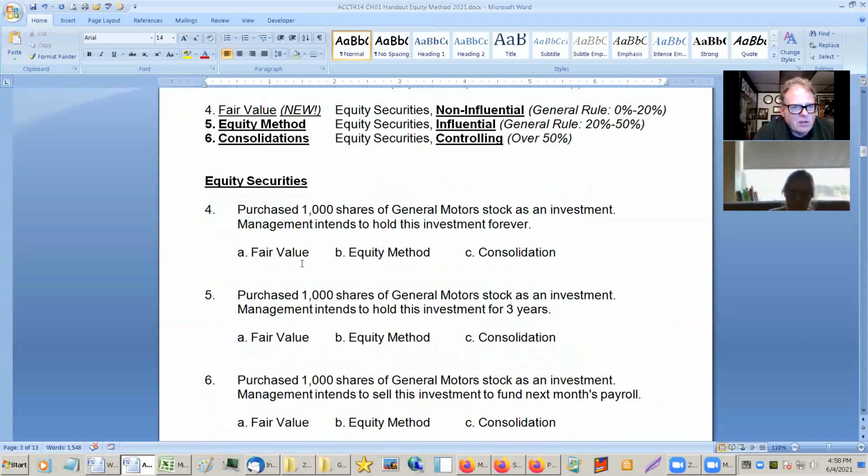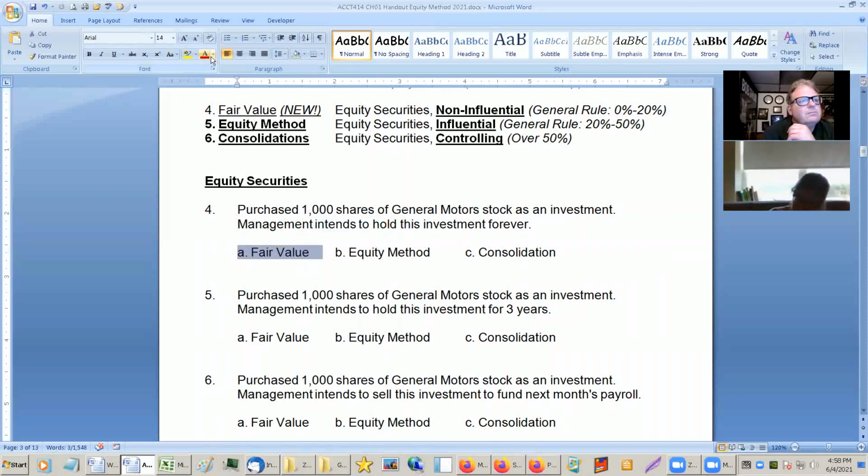So purchase 100 shares of General Motors stock as an investment. Management intends to hold this investment forever. So I thought this was about what percentage of the company they have. Is it about whether it's influential or non-influential or controlling? But how would you know, because you don't know how many shares there are for General Motors? Yeah, you're absolutely right for the most part. As far as General Motors is concerned, they probably have millions of shares. So if they purchased 1,000 shares of General Motors stock, most likely it's non-influential. Yeah, probably fair value.